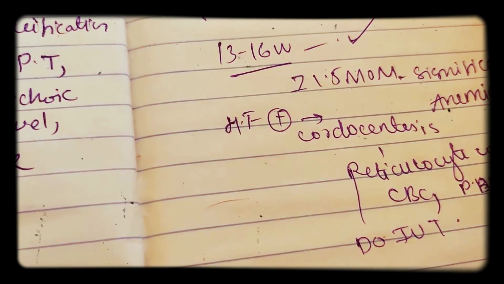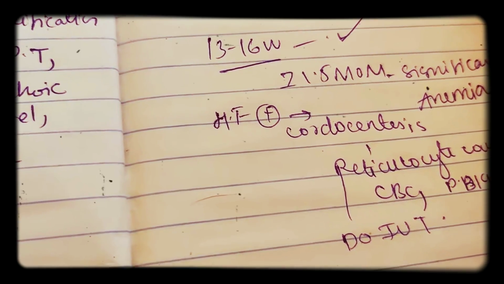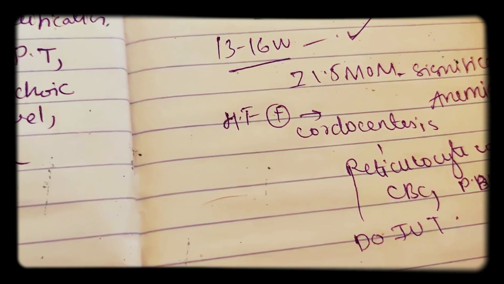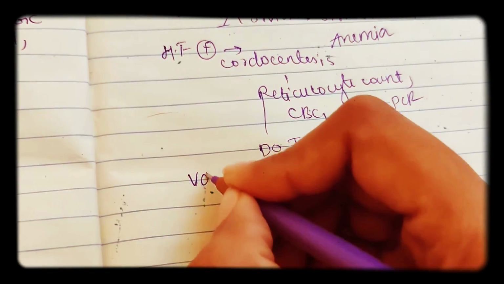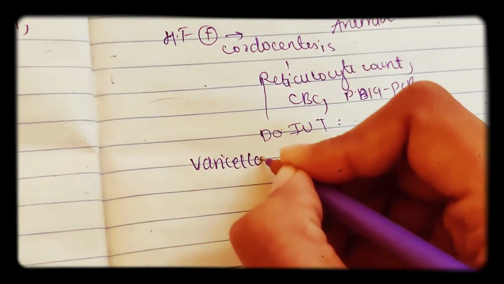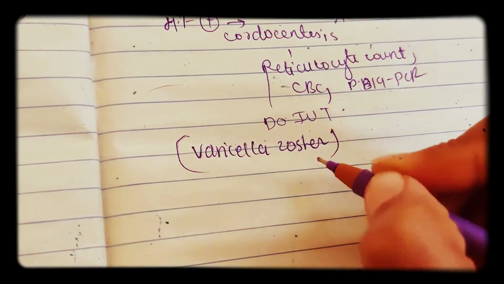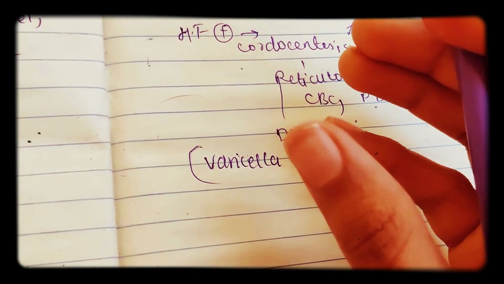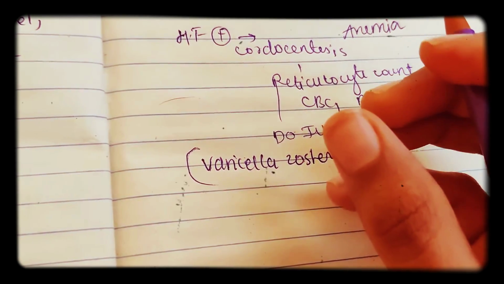Okay, so now let us discuss varicella zoster. This is the last topic today in this video. So varicella zoster, if a pregnant woman comes in contact with a patient of chickenpox. Varicella zoster is nothing but chickenpox. Okay, so if someone is having chickenpox and the pregnant mother touches her, or through droplet infection, it will lead to chickenpox in this mother.